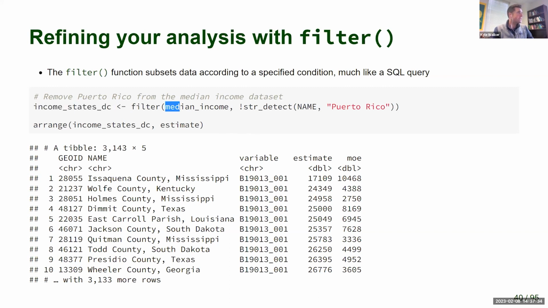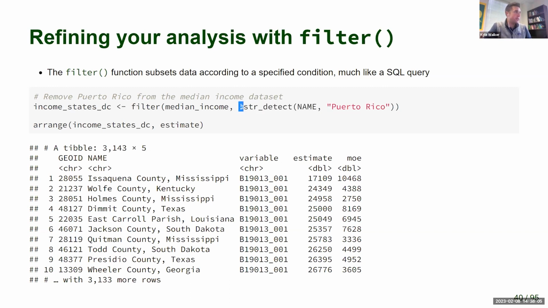I want to filter the data set, median income, for some expression. And I can put in any expression that I want here that evaluates to true or false. And so I could do something like, give me all those counties with an income above 100,000. I'll actually show you how to do that in just a moment. In this particular case, I'm doing something a little bit more advanced.